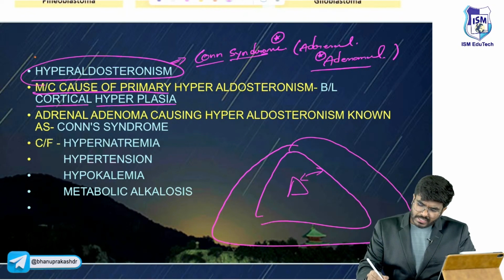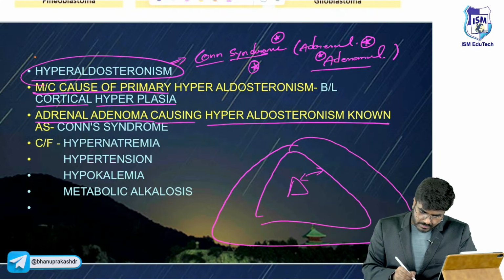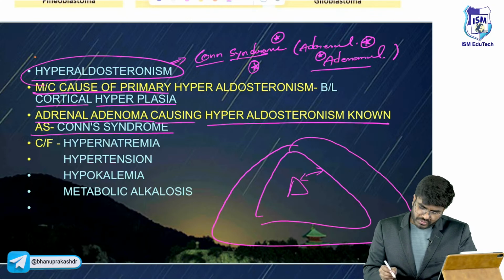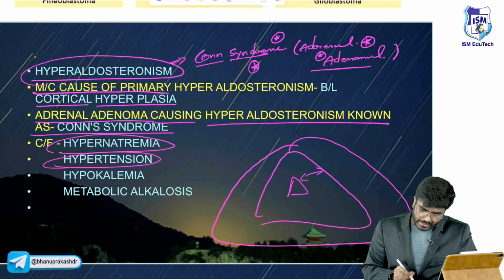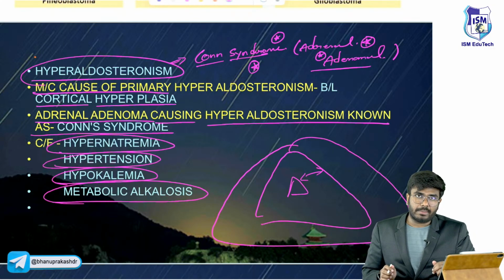The other cause is adrenal adenoma leading to Conn syndrome. Adrenal adenoma causing hyperaldosteronism is called Conn syndrome. You know the features: hypertension because of hypernatremia, hypokalemia can be seen, and metabolic alkalosis can be seen. I have discussed Conn syndrome with you, cleared.